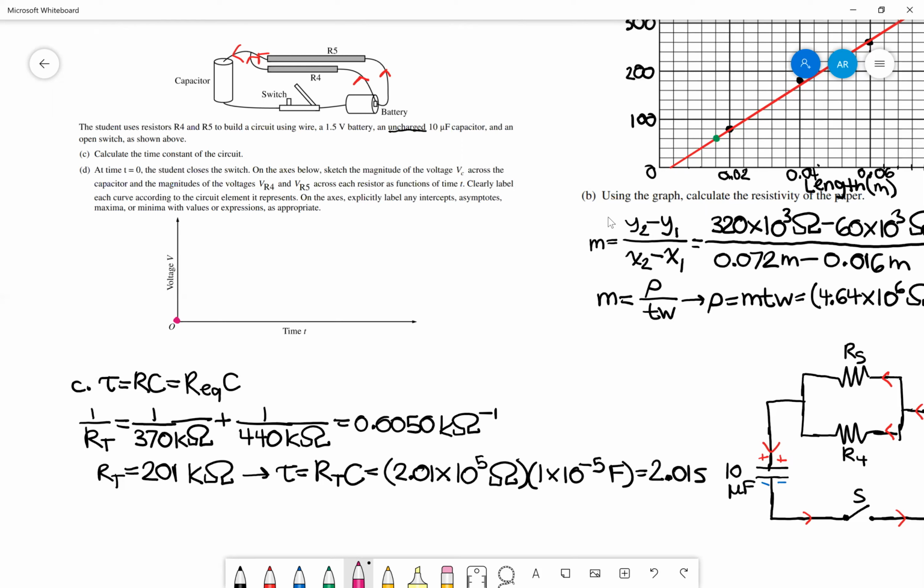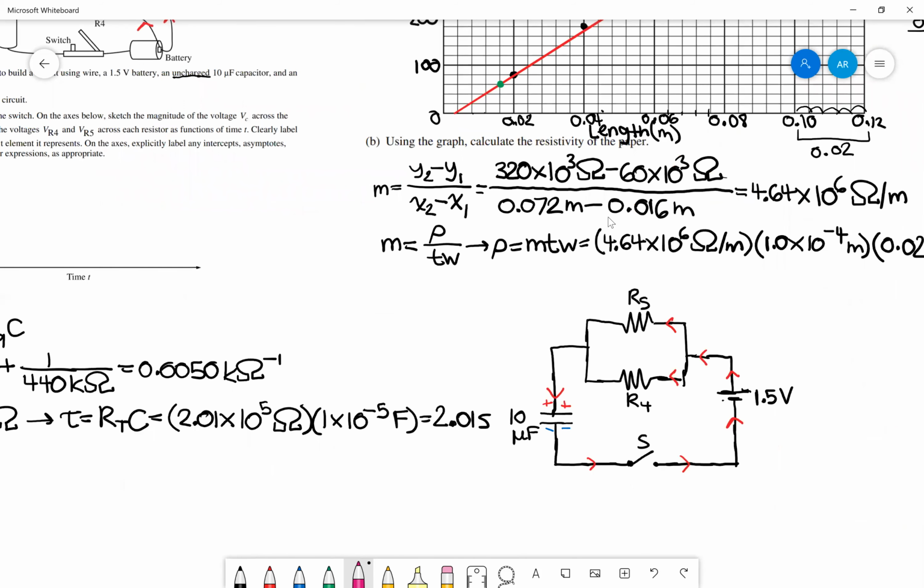Okay, and that means at time t equals zero, we can use the loop rule, Kirchhoff's loop rule, which says that the sum of the voltages around any closed path in a circuit must be equal to zero. Otherwise you would be either having extra energy or would be losing energy for no apparent reason.